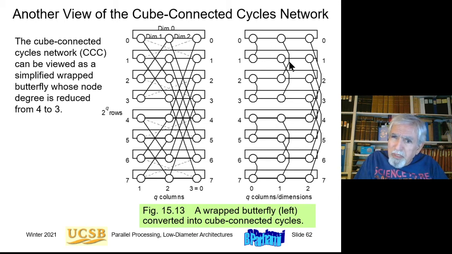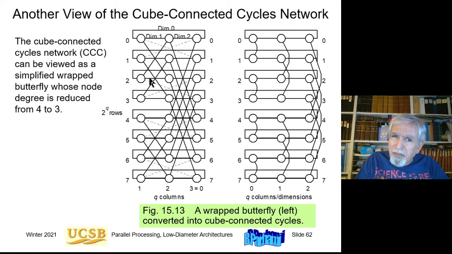Node 0 is connected to node 2. Node 1 of this cycle is connected to node 1 of this cycle, which is 2 away. And similarly here. And node 2 of this cycle is connected to node 2 of this cycle. So dimension 0 links, dimension 1 links, dimension 2 links.